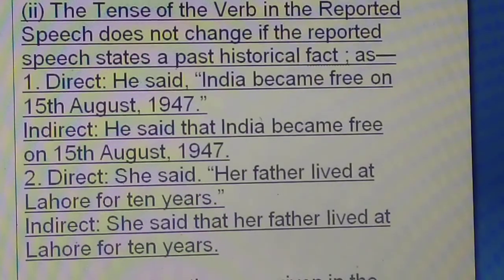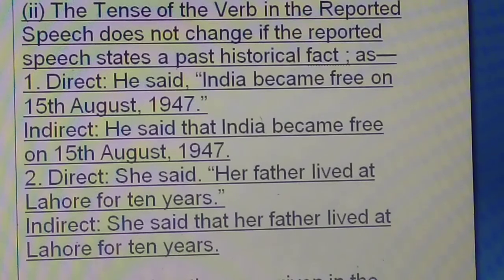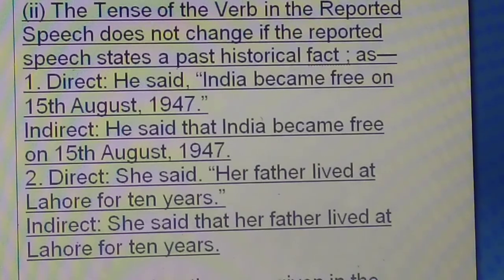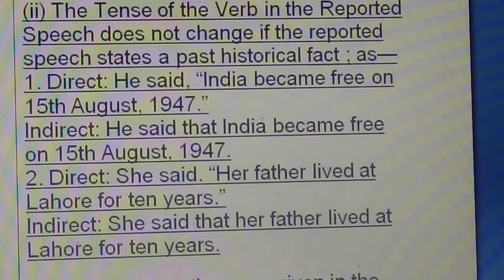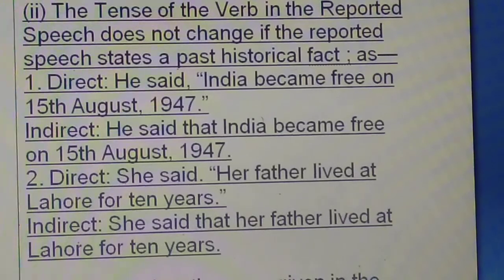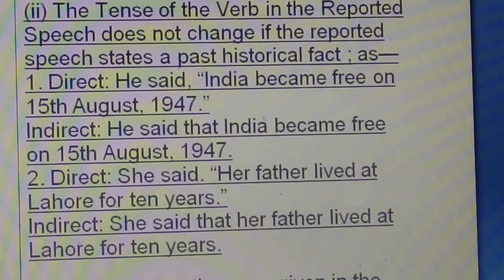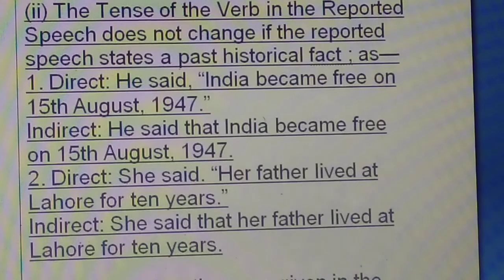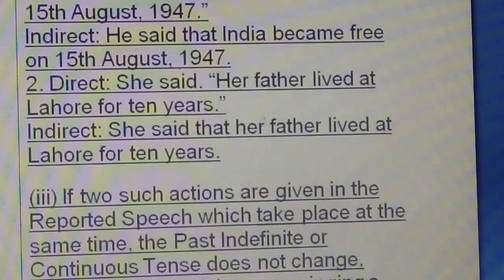The tense of the verb in the reported speech does not change if the reported speech states a past historical fact, as: he said, India became free on 15th August 1947. This is a fact, a historical fact. He said that India became free on 15th August 1947. See, here the tense does not change. Why? Because a historical fact is stated here. Her father lived at Lahore for 10 years. She said that her father lived at Lahore for 10 years.